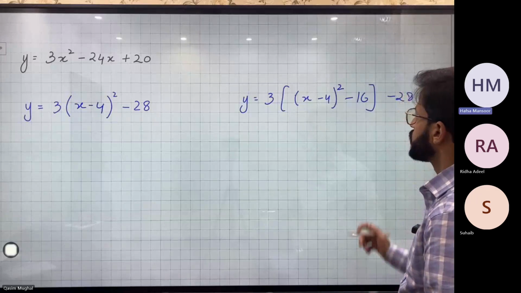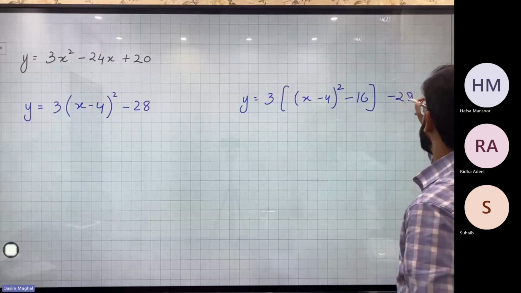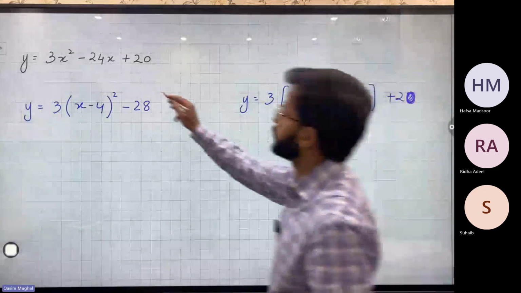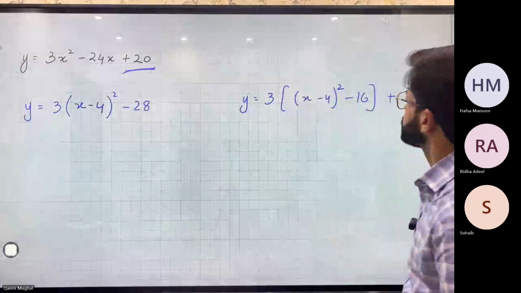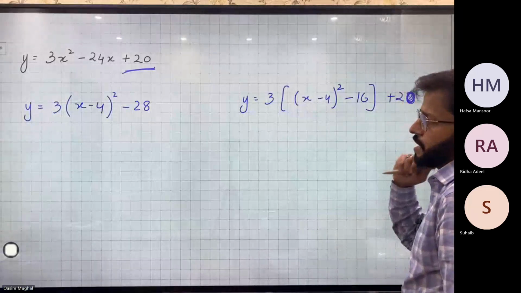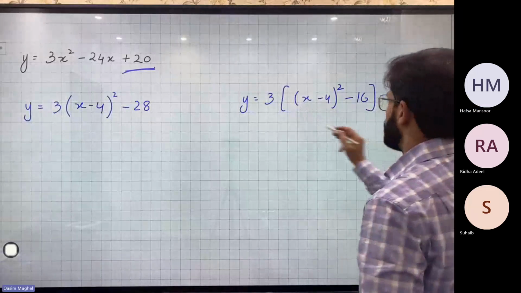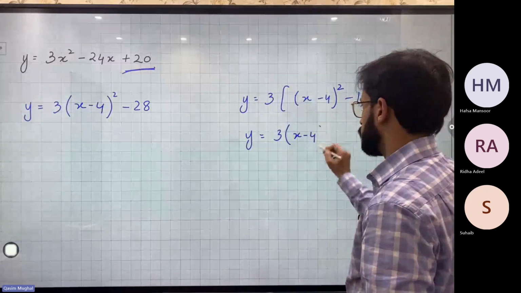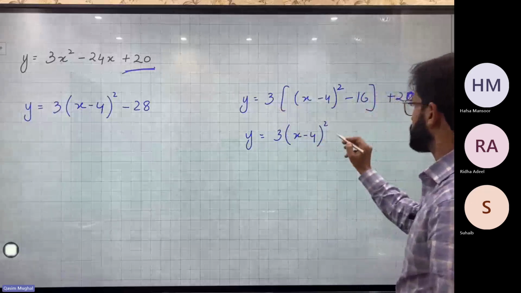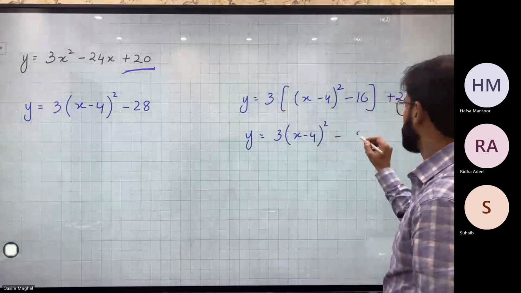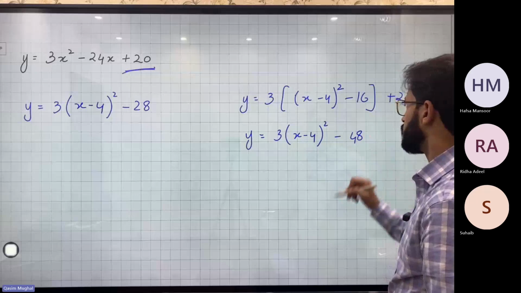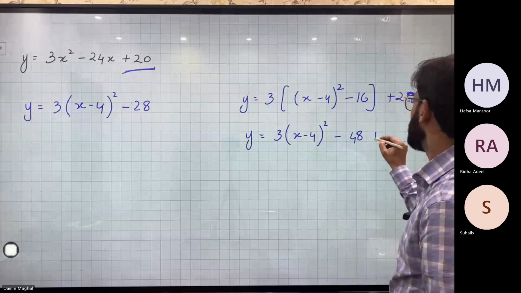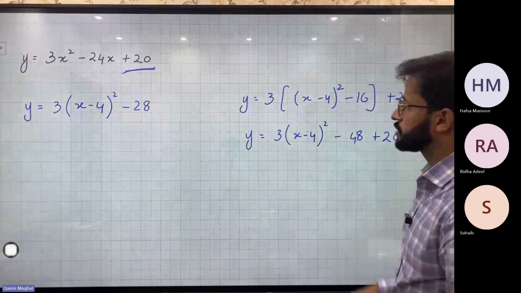No, where did the minus 28 come from? Oh, sorry, minus 20. Plus 20. I should have looked here. Plus 20. Did you get this part? Yeah. Okay, next is the multiplication. So 3 into x minus 4 whole squared. 3 into 16, what do we get? Minus 48. And then plus 20. Did you get this?